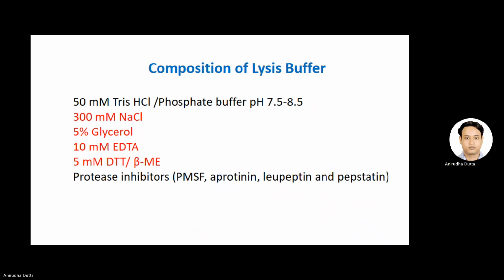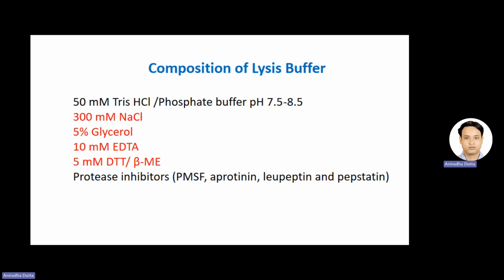So in general, what is the buffer composition that we normally use for cell lysis? We'll go for a buffer, either Tris-HCl or phosphate buffer, depending on our necessity, and the pH would be 7.5 to 8.5 in general. If we need a special pH, then we can change it. It's not a rule of thumb, we can go for almost neutral to a little bit basic pH.